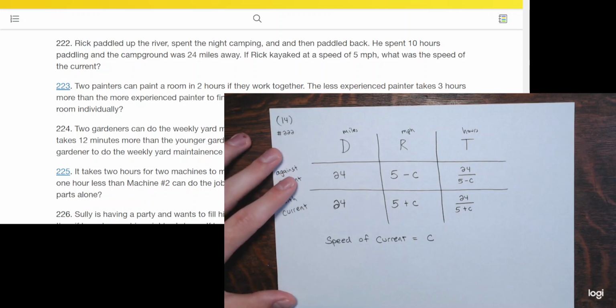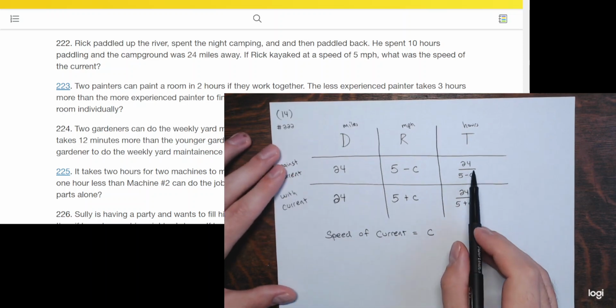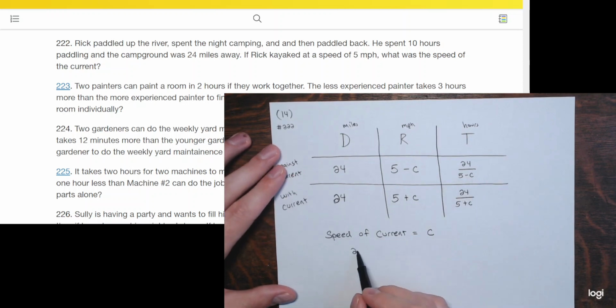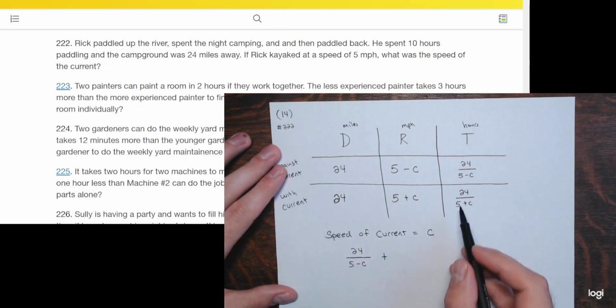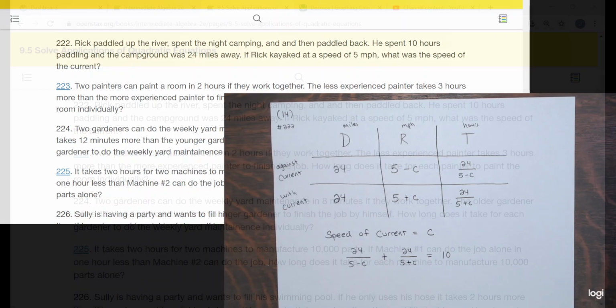Alright, and they told us that the total time traveled was 10 hours. He spent 10 hours paddling. So the time spent paddling against the current, 24 divided by 5 minus C, plus the time traveled paddling with the current, 24 divided by 5 plus C, should be equal to 10 hours. So there's the equation we're solving.